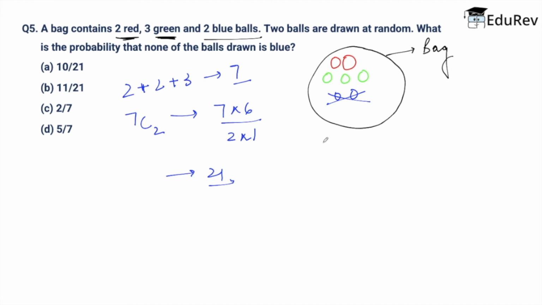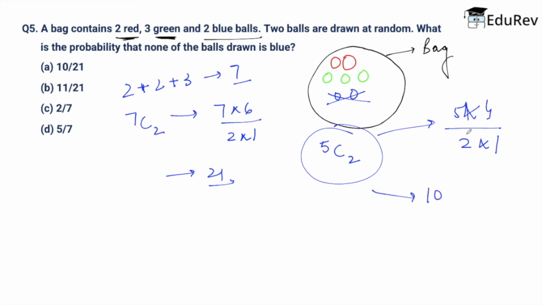So the number of ways of doing this is 5C2, correct? Because we need 2 balls out of 5 balls. Why 5 balls? Because we have excluded the blue balls from the total number of balls. So it has to be 5C2. When I calculate it, it will be 5 into 4 upon 2 into 1. As simple as that. Correct? So when I solve it, it will be 10.